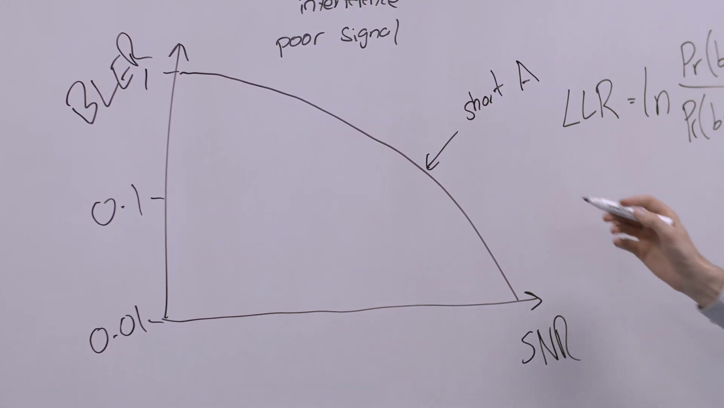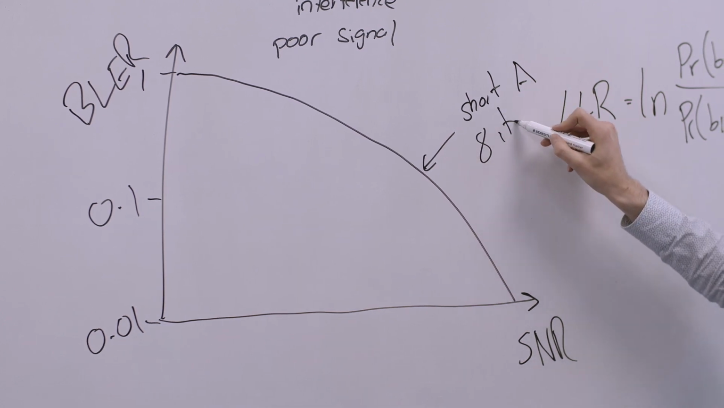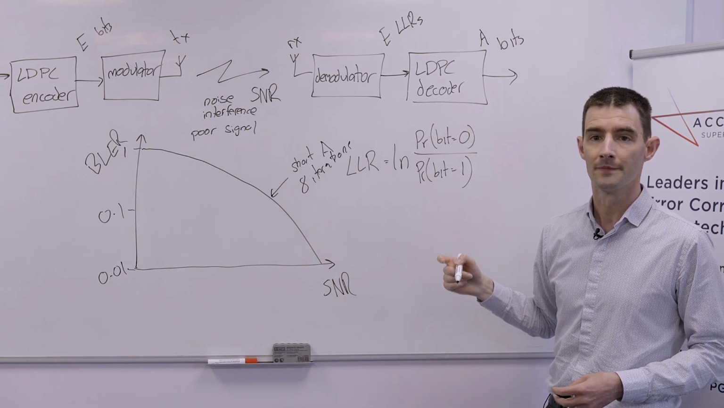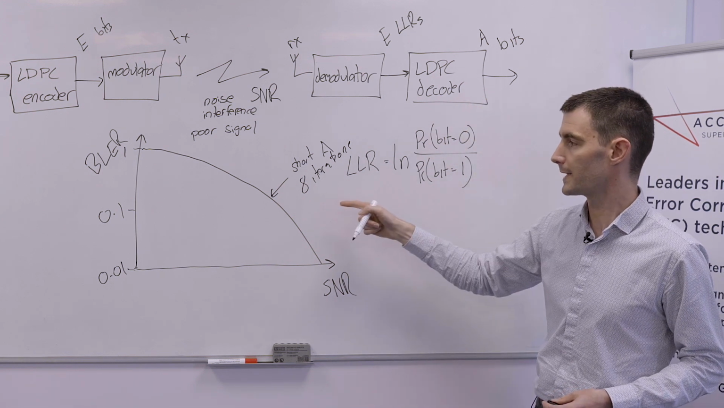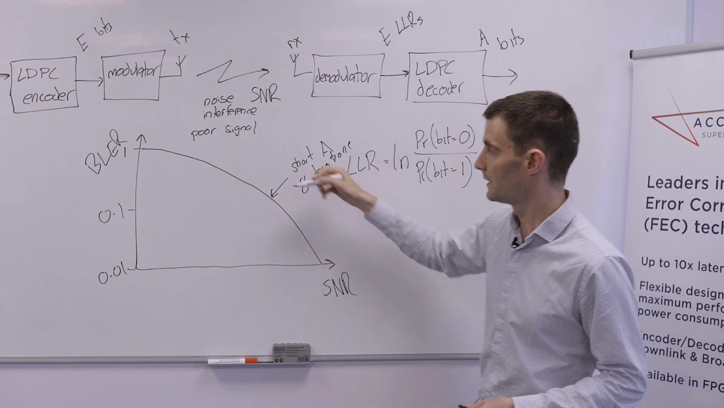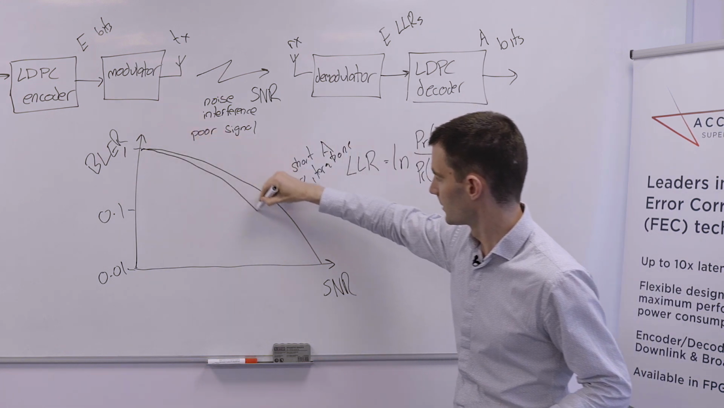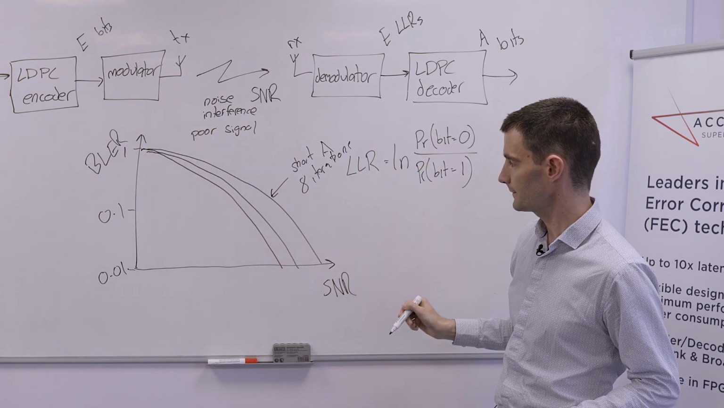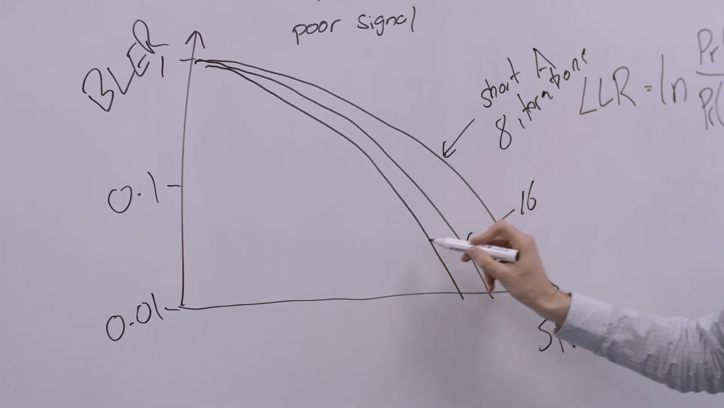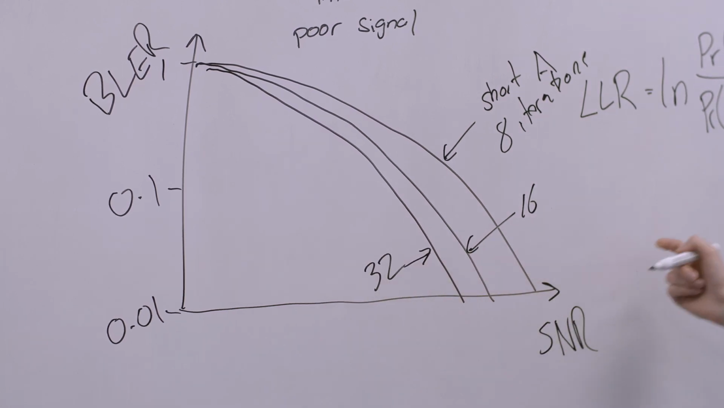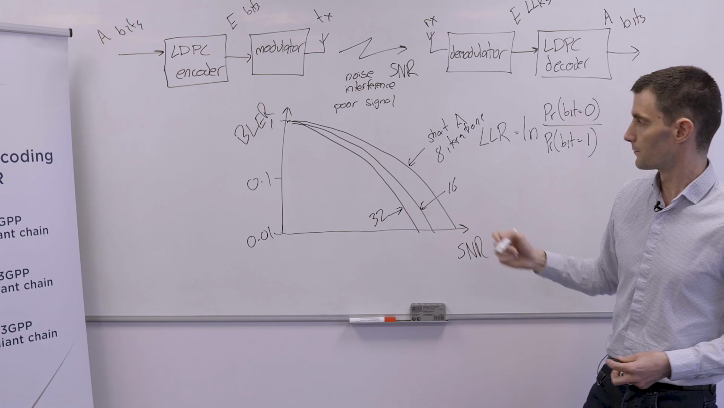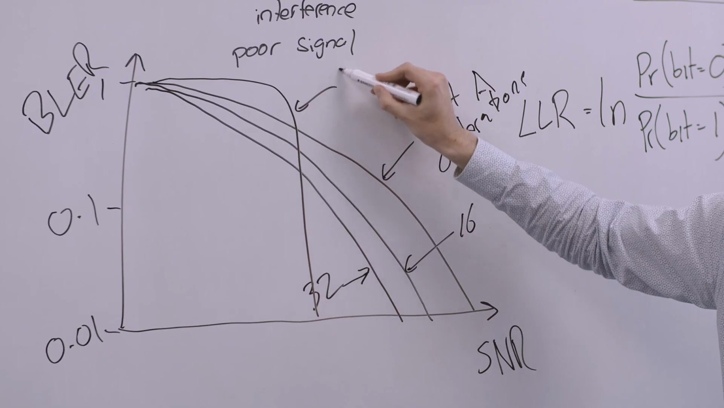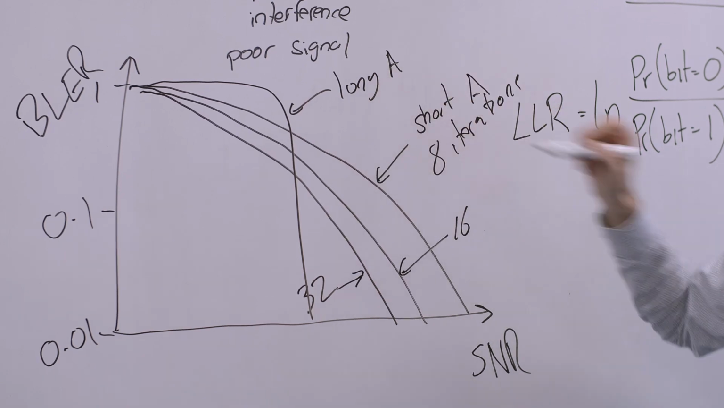And this might be the performance we get after, let's say, 8 iterations. So the iterations here are performed by the decoder. The more iterations we perform, the better we can expect the BLER performance to be. So if we instead did 16 iterations, we might get a performance like this. Or 32 iterations, we might get that. Okay, so we can have 16, we can have 32. Also, the length of the block makes a difference. So if we have a longer block, typically we get a steeper curve. So this might be a long block length.